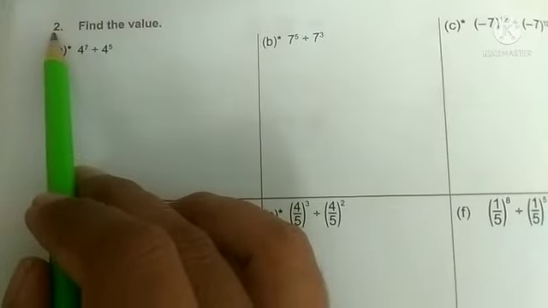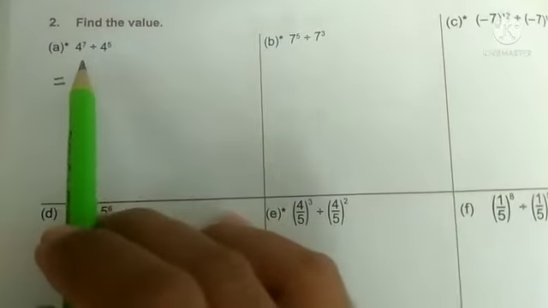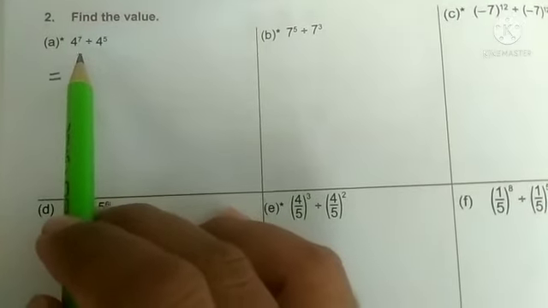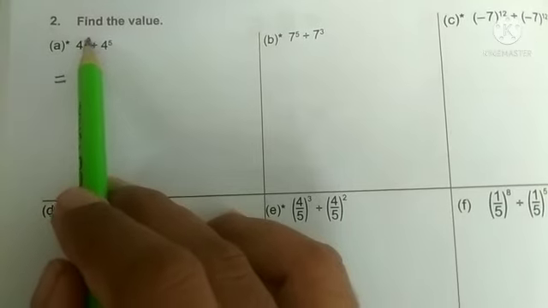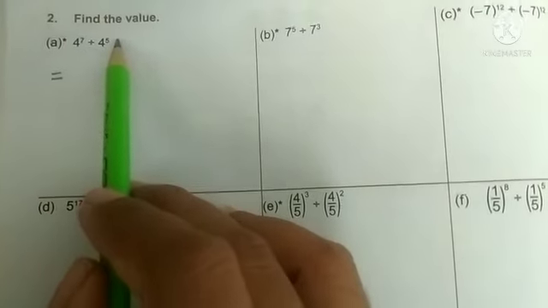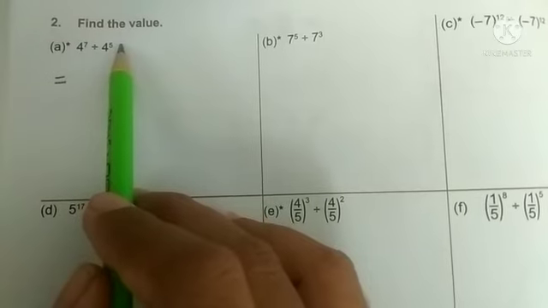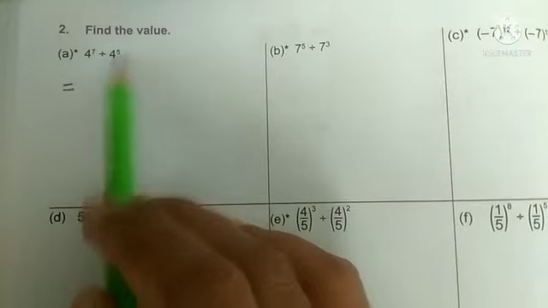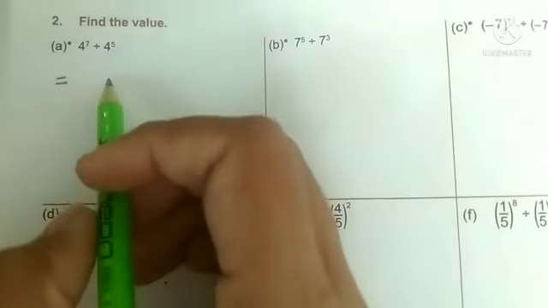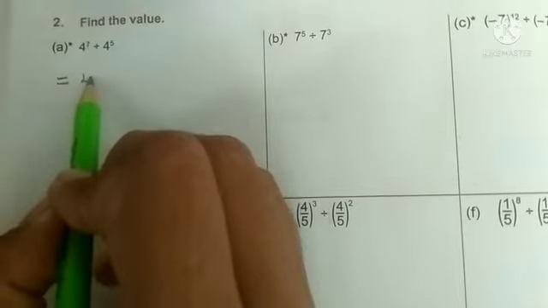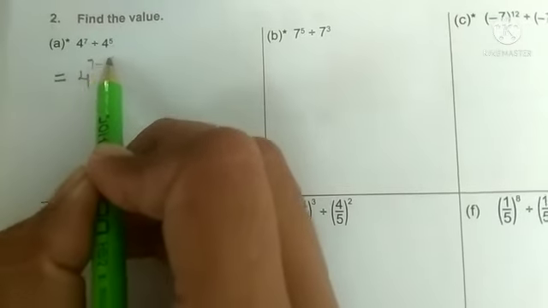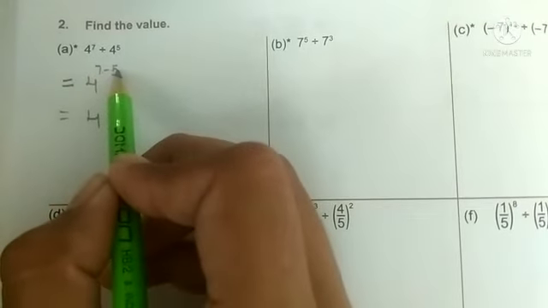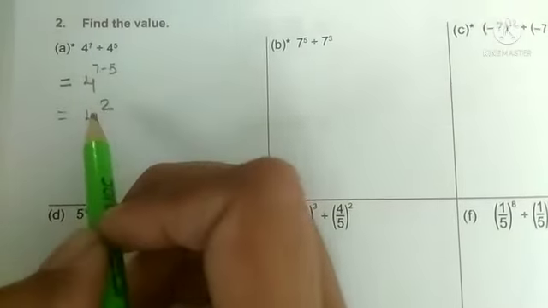Number 2 of practice set 28, find the values. Here you have to find out the values. Let's see how you are going to find out the values. Here it is given 4 raised to 7 divided by 4 raised to 5. Clear? First of all, we will subtract your index. As in question number 1, like that we have to do over here. So 4 raised to 7 minus 5. 7 minus 5, you will get 2.